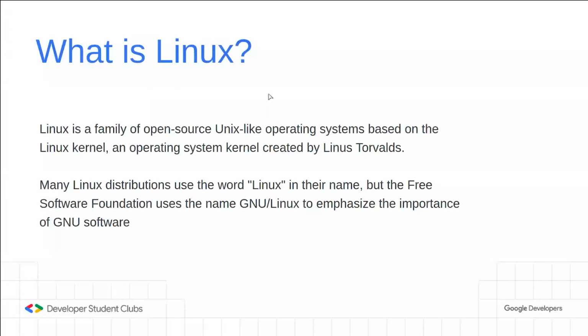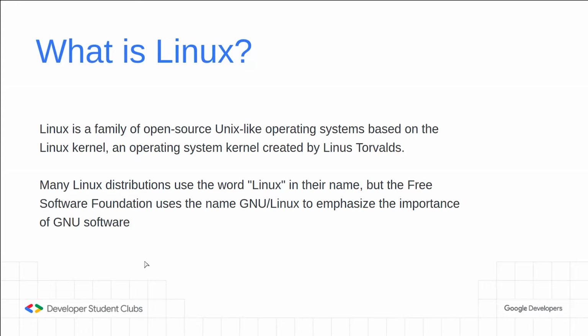Now, what is Linux? Linux is a kernel. The kernel is the core of a software. It was developed by Linus Torvalds. The operating system that we use is known as GNU Linux. GNU is pronounced as "guh-noo". GNU Linux is used to emphasize the importance of GNU software.